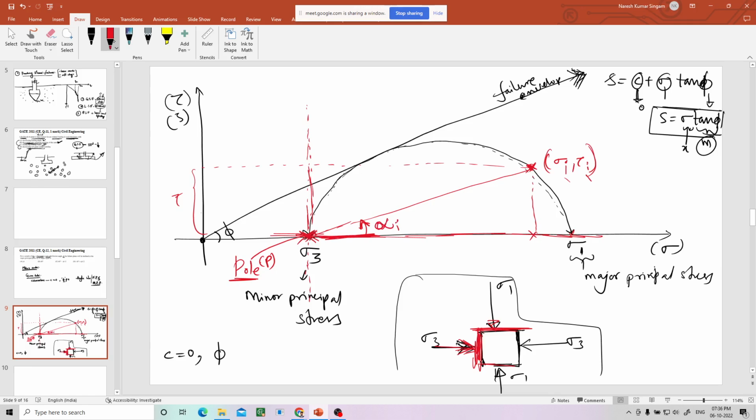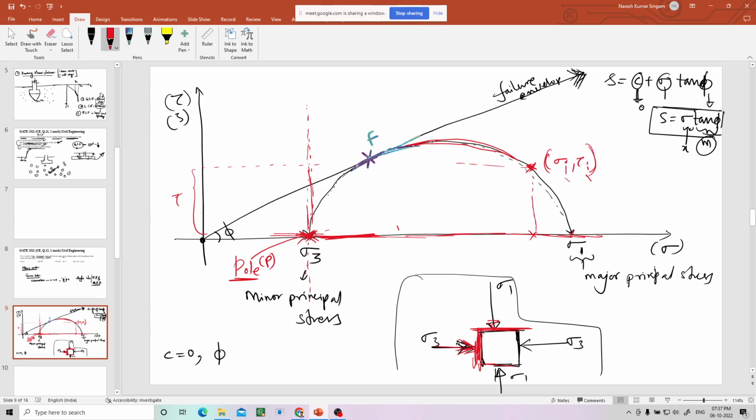Now if you know the failure point on this circle, you will just join the pole and that point, that's it. So what do I do? Here I will just erase this. So where is the failure point here? This is the failure point. Why is it the failure point? Because this is where the Mohr Coulomb failure envelope touches the circle at one point. This is called F, let us say.